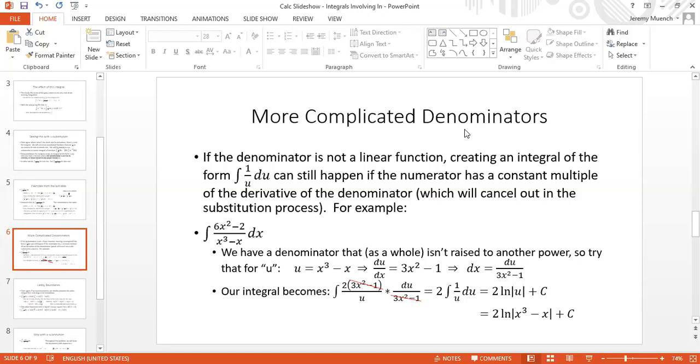So that's the thing you want to look for: do you have a fraction with a denominator that is not raised to any other power as a whole? And is the numerator some constant multiple of the derivative of that denominator? If both those things are true, then a simple u substitution to create this form is possible right away. No further work required. Substitute the denominator and complete it from there.